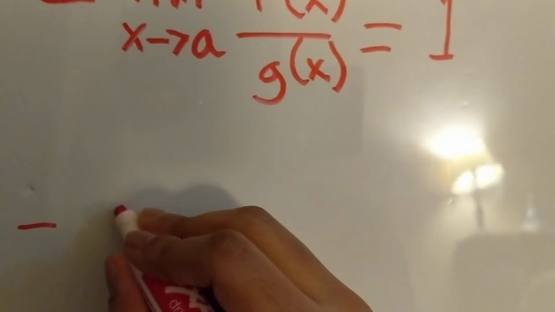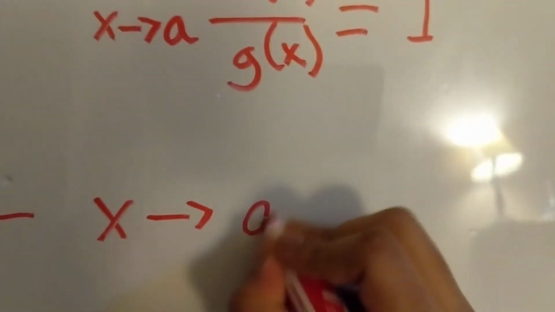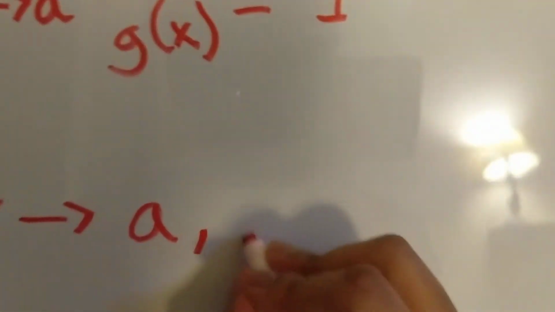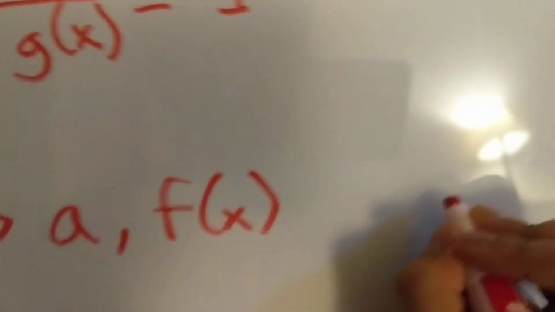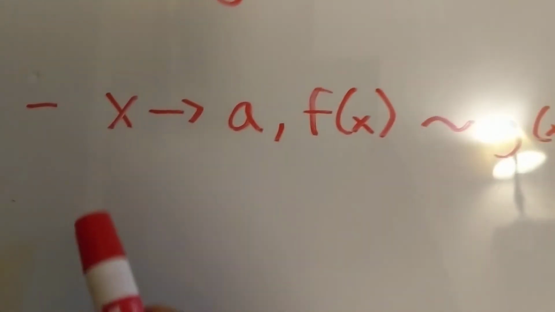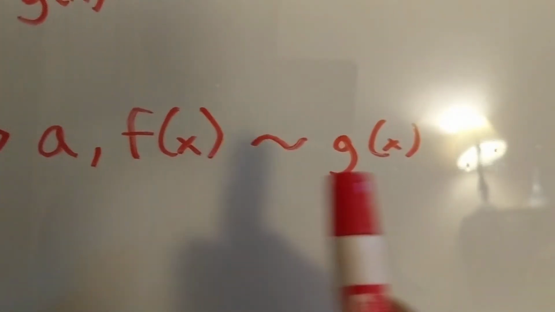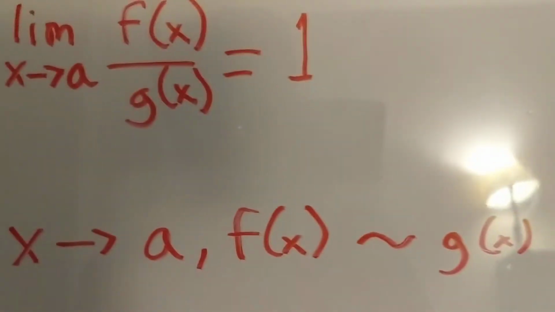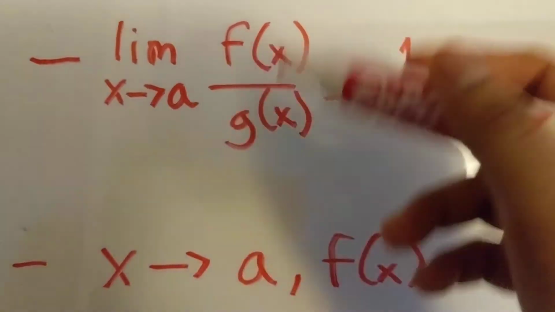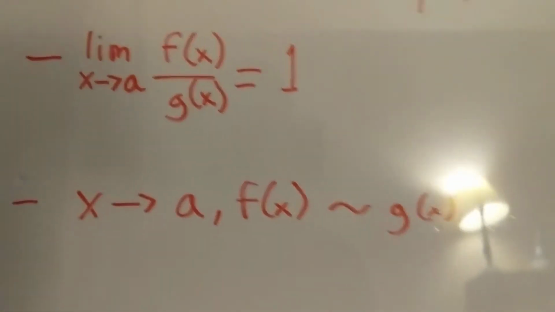But the actual notation is as x approaches a, you put a comma here, and then f of x, put g of x, and to show that they're asymptotically equivalent, you put this little tilde sign. And that shows that as x approaches a, f of x is asymptotically equivalent to g of x. And how do you know that they're asymptotically equivalent? Well, when you divide them, find the limit as it approaches a, it'll equal 1.